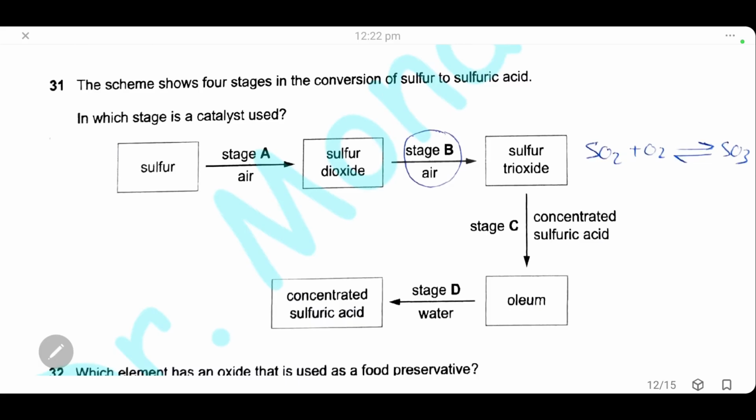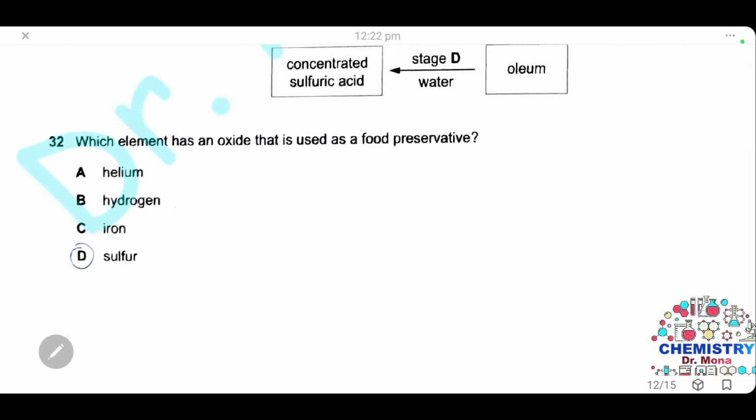Question 31. The scheme shows 4 stages in the conversion of sulfur to sulfuric acid. In which stage is the catalyst used? The catalyst is used in the contact process, converting sulfur dioxide into sulfur trioxide, and the answer will be stage B. Question 32. Which element has an oxide that is used as a food preservative? We're using sulfur dioxide as a food preservative, so the answer is D, sulfur.